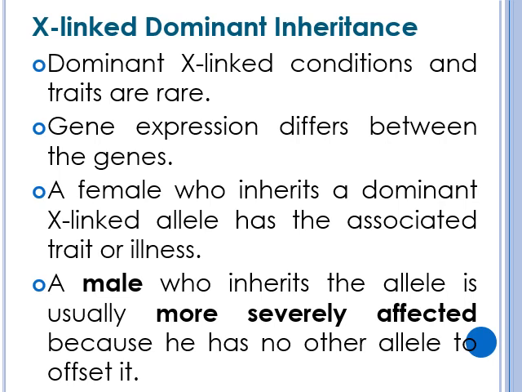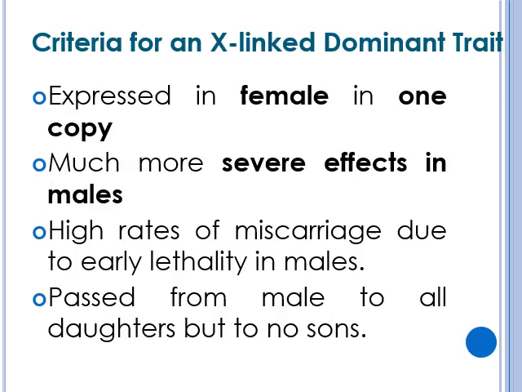Now, X-linked dominant conditions and traits are rare. Gene expression differs between sexes. A male who inherits the allele is usually more severely affected because he has no other allele to offset it, unlike females, who have an extra X chromosome. The criteria: an X-linked dominant trait can be expressed in a female with one copy, with much more severe effects in males. There are high rates of miscarriage due to early lethality in males, and it passes from a male to all daughters but not to sons.